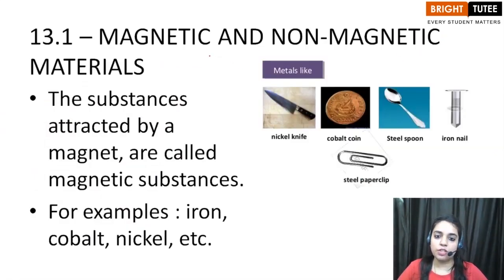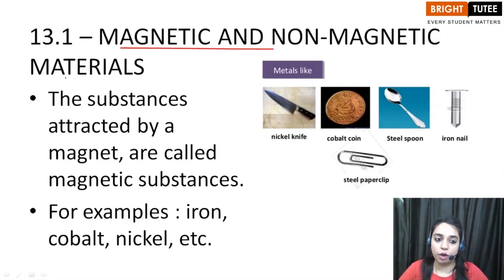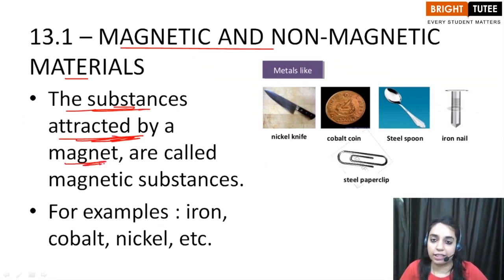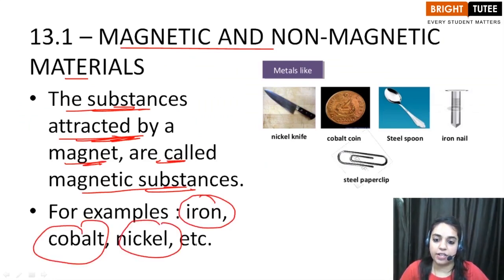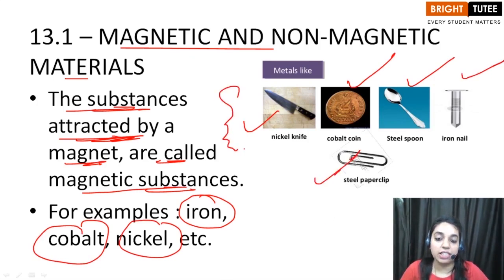Then children, we are going to study what magnetic and non-magnetic materials are, okay? Most of the metals are magnetic materials. The substances which are attracted by a magnet, mostly metals, are called magnetic materials. Common examples are iron, cobalt, nickel, etc. You can also observe this in the picture. We have a nickel knife, cobalt coin, steel spoon, iron nail, and paper clip. All these which are made up of metals are magnetic materials because they can be attracted by a magnet, okay?